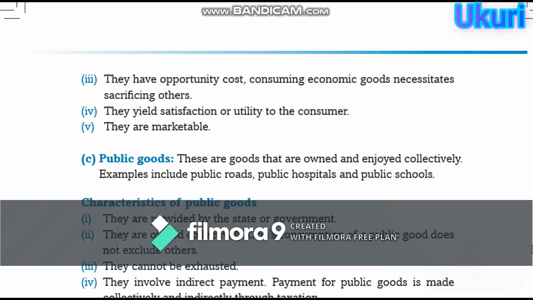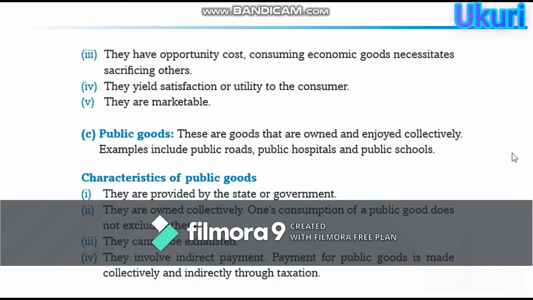When you go to the market and find that what you wanted is more expensive than the money in your pocket, you have no choice. Whether you will go home or you will buy another thing that can replace the one you needed. That's what we call choice. Then what you gave up after shopping, because of the money you have, that is what we call opportunity cost. So consuming economic goods necessitates sacrificing. So economic goods have opportunity cost.